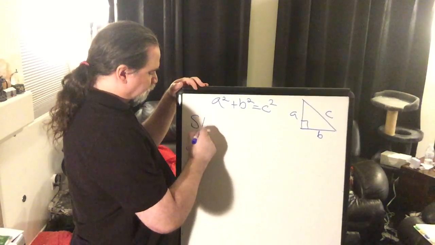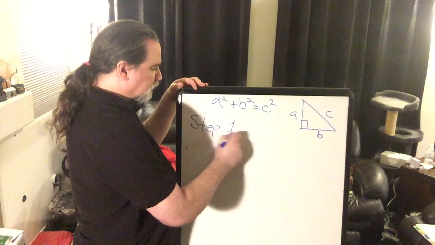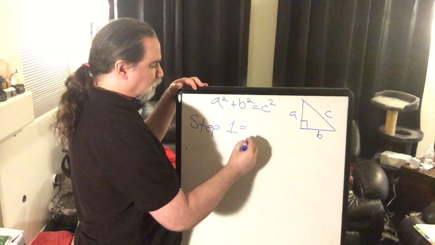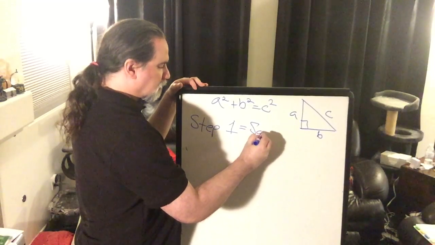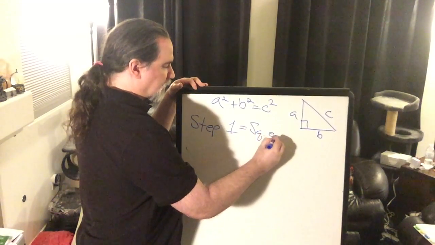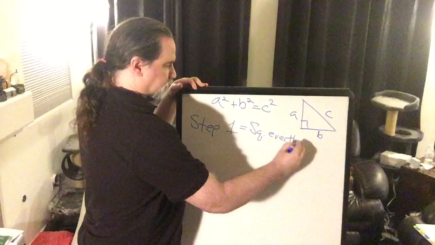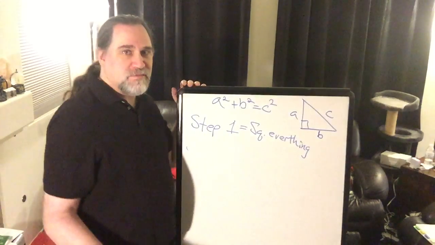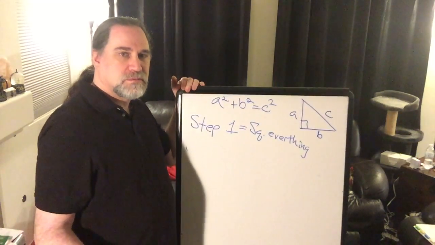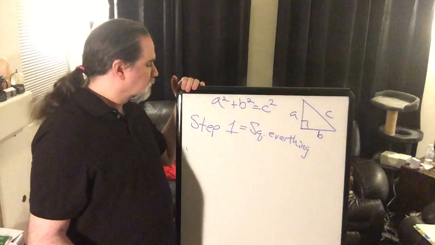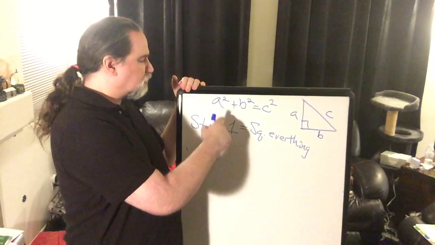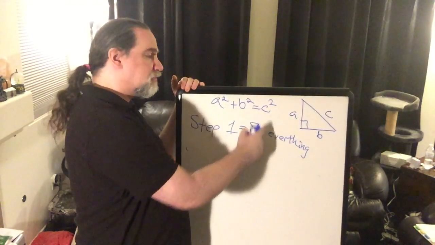Step 1. This is to solve any Pythagorean theorem problem. Step 1, square everything. Meaning, raise everything to the second power. Okay? So, whatever they give you for A, square it. Whatever they give you for B, square it. Whatever they give you for C, square it.